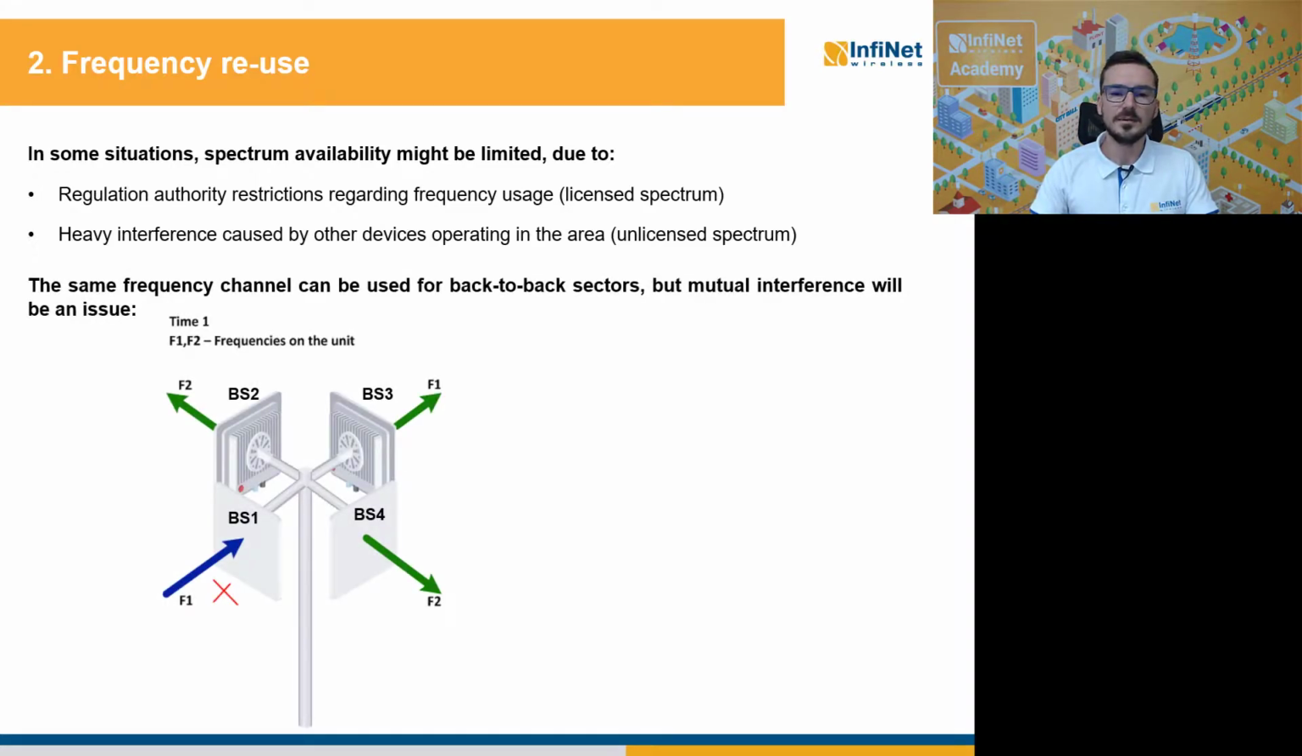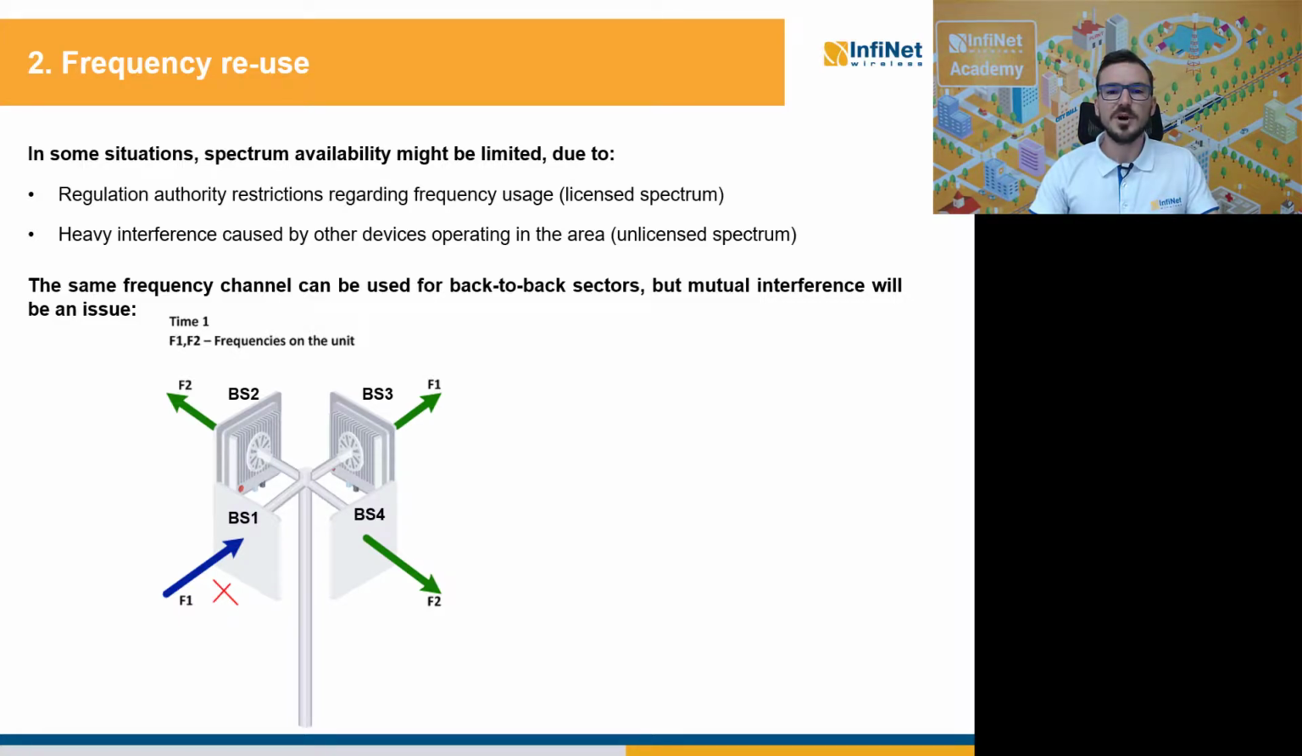Let's look at an example. The figure shows a 4-sector site with the back-to-back sectors operating on the same channel, so only 2 frequencies are used, F1 and F2. At some point during operation, base station 1 is receiving data while all of its neighbors are sending data to their subscribers.